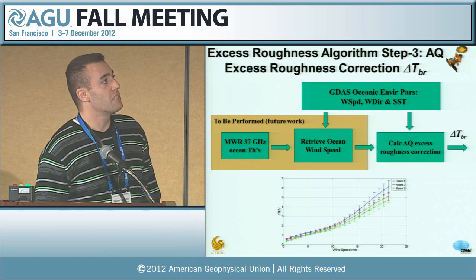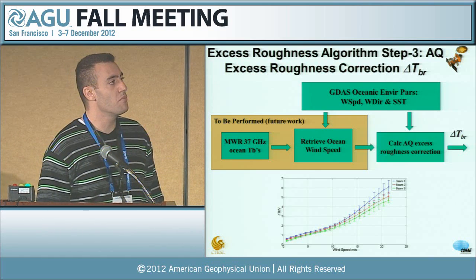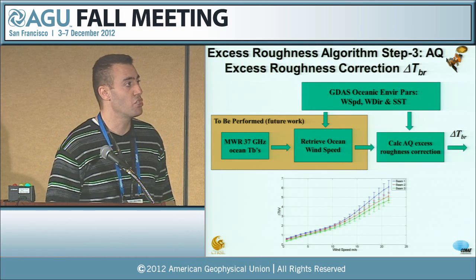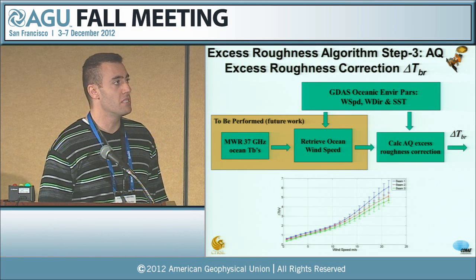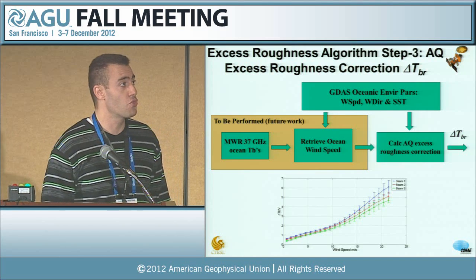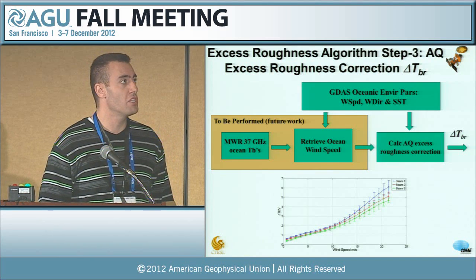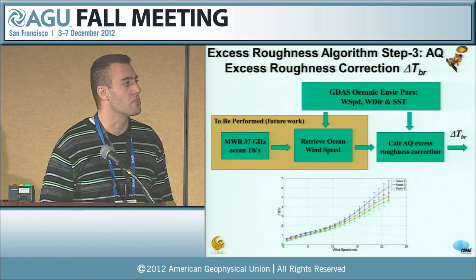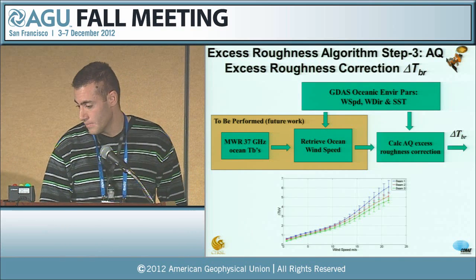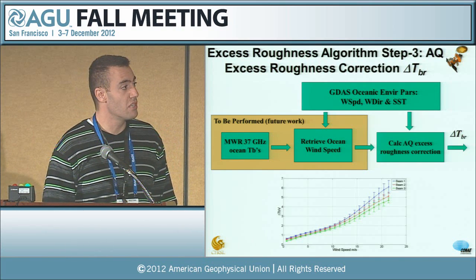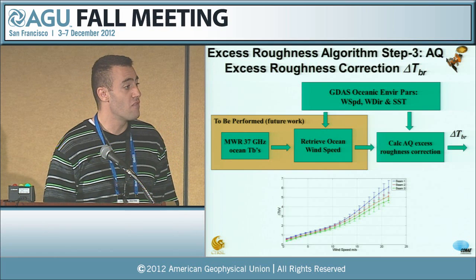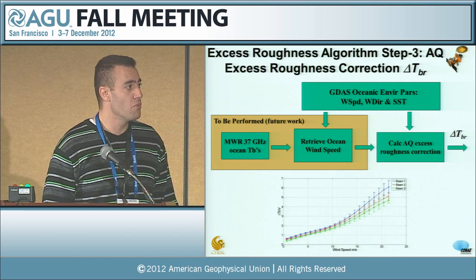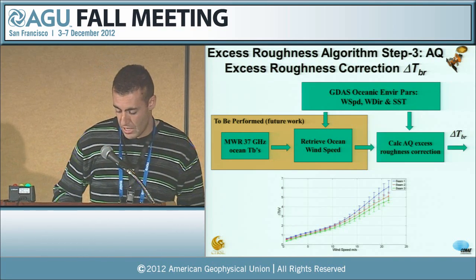The third step is to use the wind speeds from MWR to retrieve the L-band excess roughness correction. This work has not been implemented yet. It's future work due to some calibration validation that still has to be done for the MWR brightness temperatures. At the bottom plot, I plotted the roughness correction for the L-band for V-pol versus the wind speed, for beam number 1 in blue, beam number 2 in red, and beam number 3 in green.